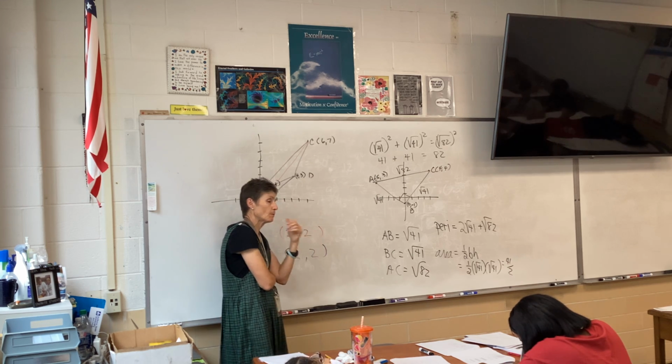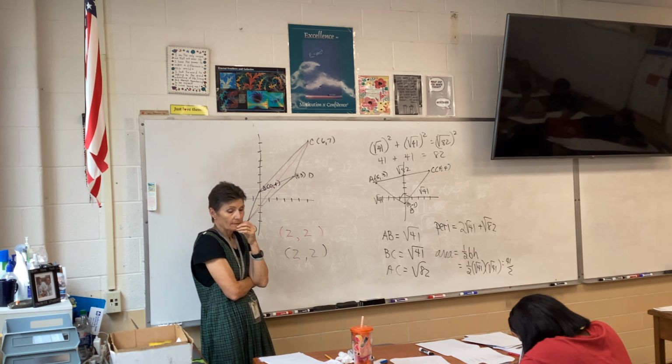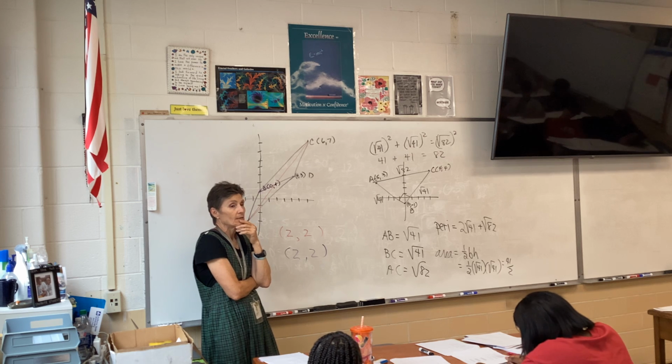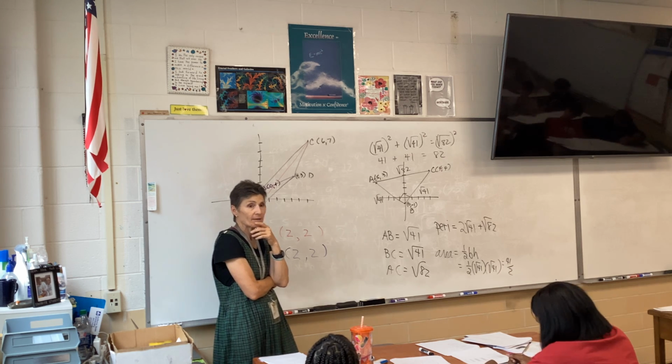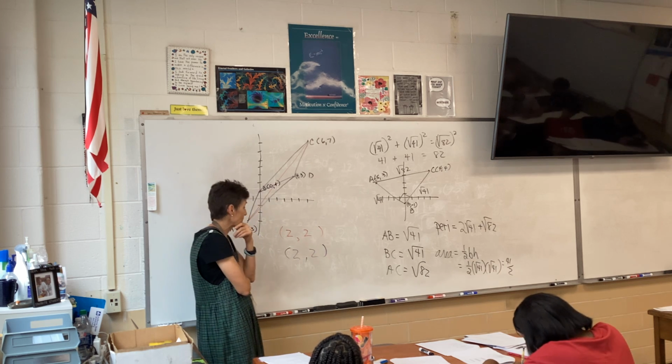I got 2 for both midpoints. Prove that the diagonals of the figure bisect each other. They intersect at their respective midpoint, right? It's the same thing. They both have the same midpoint.